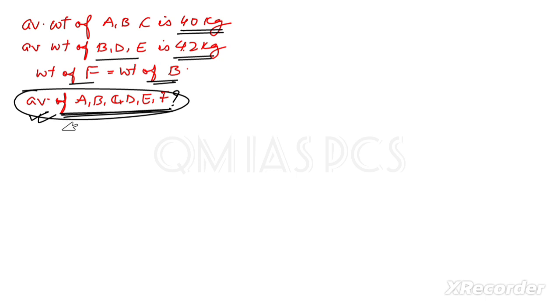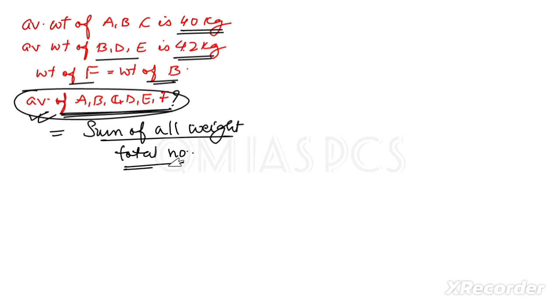So what we will write here, the formula: sum of all weights, sorry, not ages, sum of all weights divided by total number of observations. Okay, so total number will be A, B, C, D, E, F, that is total number is 6. There are 6 persons, so it will be 6. We know the value of total number. Now we have to see what is the sum of all weights.